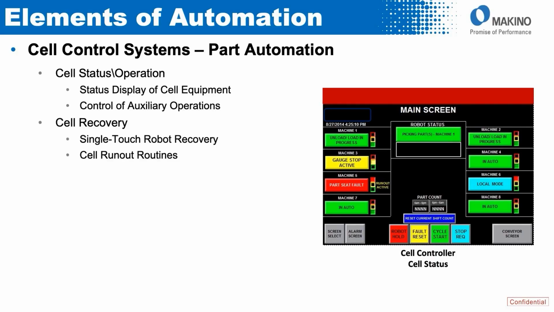But as I mentioned, cell recovery. It's important to be able to bring this system back up online very quickly and very safely. So we've developed what we call single-touch robot recovery routines, or rehome routines. If the robot gets into a position where it cannot continue on from that particular state, you're able to select this rehome routine.